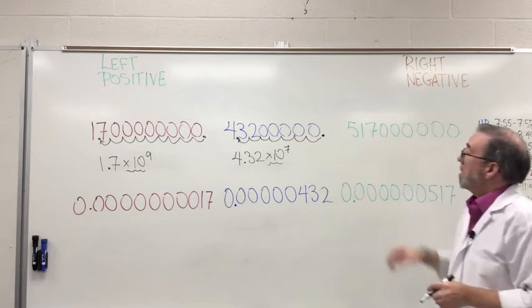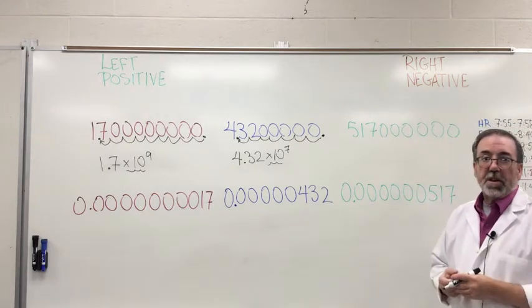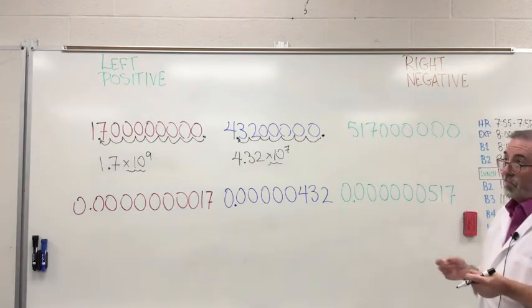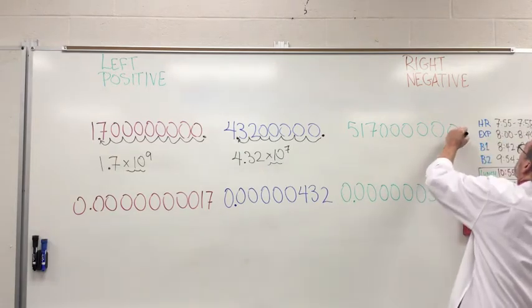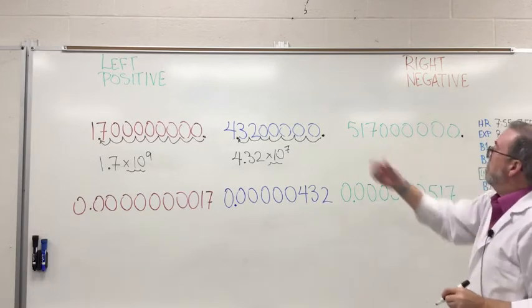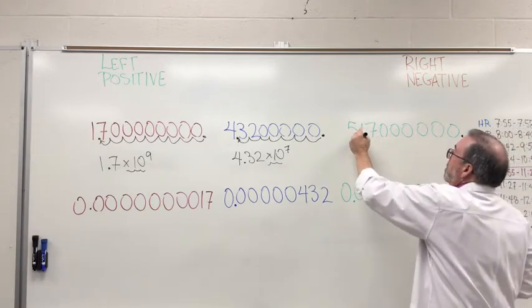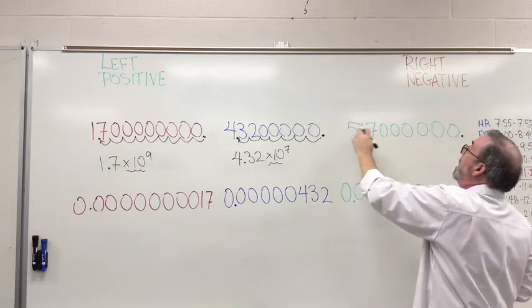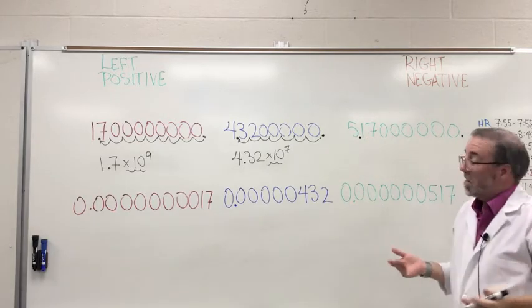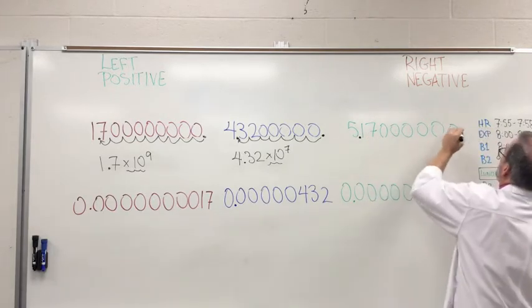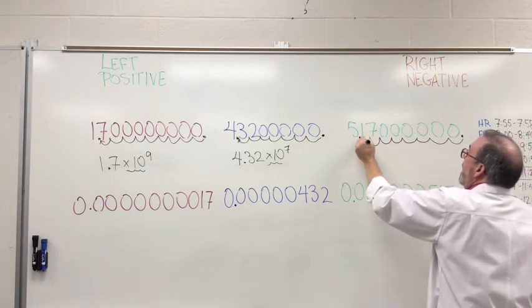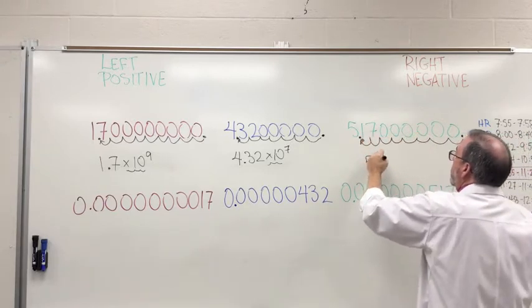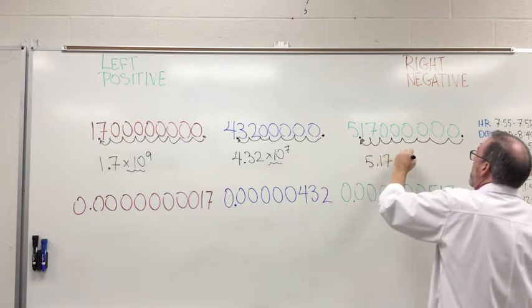Okay, next one. Go ahead and pause the video if you so choose. Okay, I assume you're back. Put a decimal there. We're going to move it down here, because if it's here, it's below 1. If it's here, it's above 10. Don't want that. So let's count. 1, 2, 3, 4, 5, 6, 7, 8. So 5.17 times 10 to the 8th.